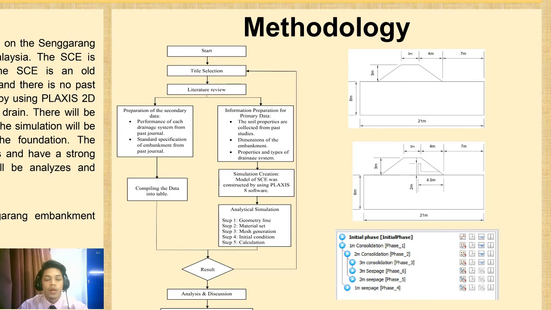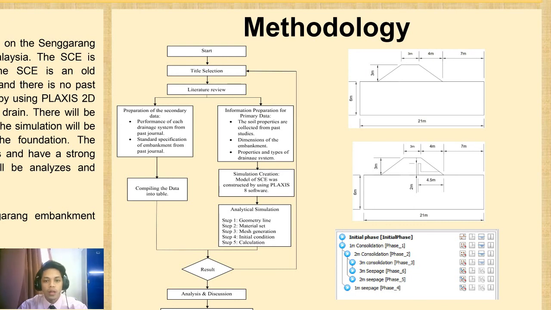Next is the preparation of secondary data. This is the performance of each drainage system, finding the performance of each drainage system from past journals, the standard specification of embankment from past journals, and compiling the data into a table. And then after that is our result. We will do analysis and discussion, and then finally our conclusion and recommendation.